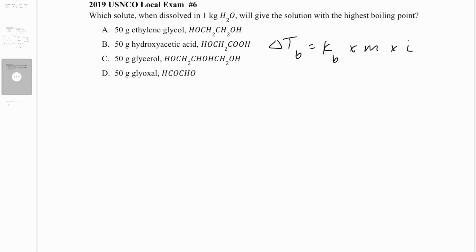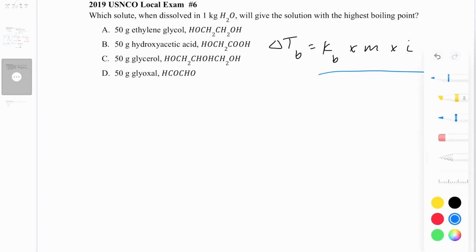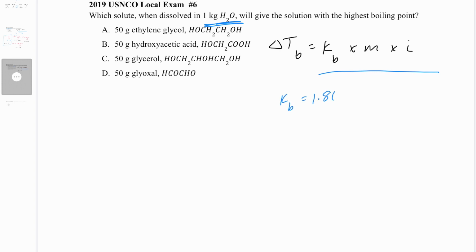And again, we're looking for the highest boiling point, so we're trying to maximize the value of KB times M times I. Which of these, KB, M, or I, are going to stay the same? Well, KB is going to stay the same, because we're dissolving in water. Water has a KB value of 1.86 degrees Celsius per molality. So KB stays the same.